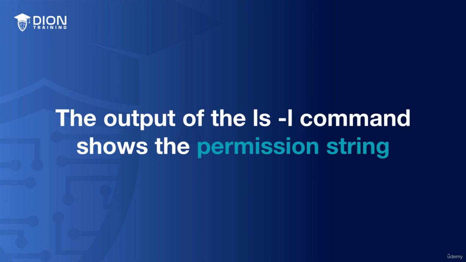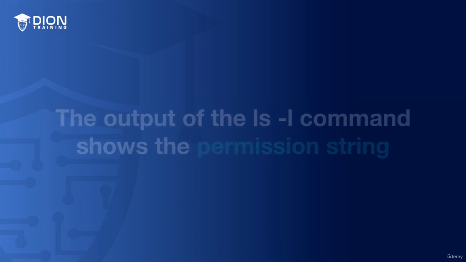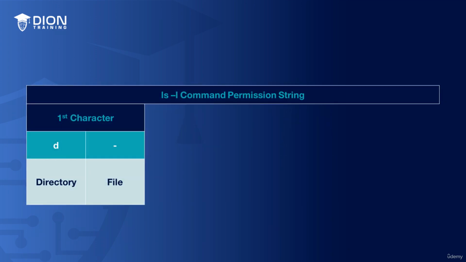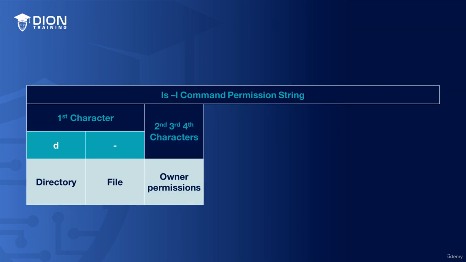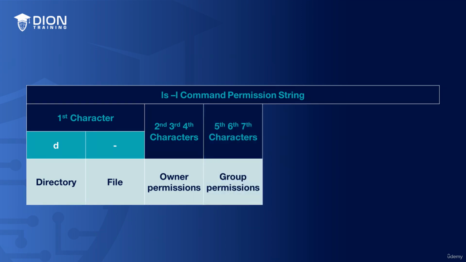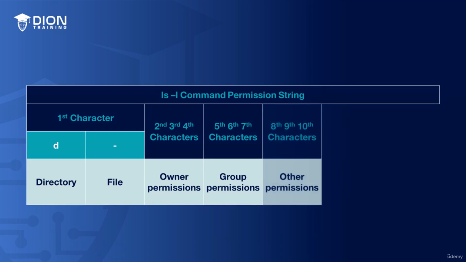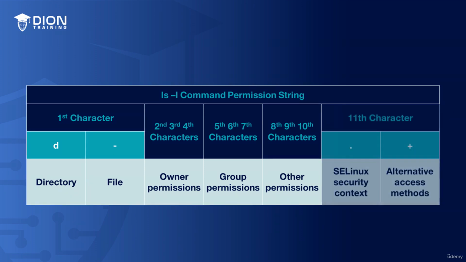Now, the permission string here is going to contain 11 characters. The first character indicates the type of file. It has D for directory, or a hyphen or dash for file. Characters at the second, third, and fourth positions are going to denote the owner's permissions. The characters at the 5th, 6th, and 7th positions are going to denote your group permissions. The characters at the 8th, 9th, and 10th positions are going to denote the other permissions. The final character, that 11th position, is going to indicate the access method for the file.